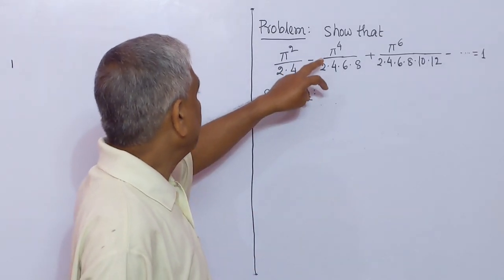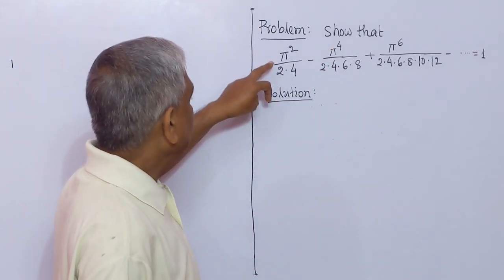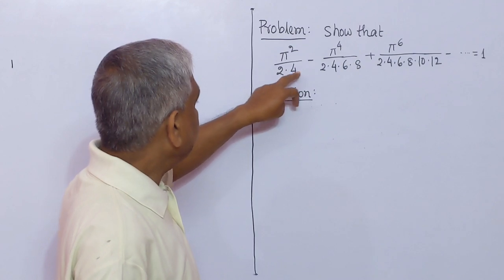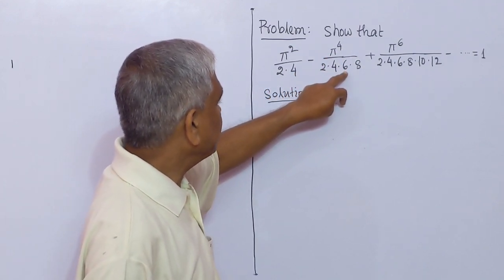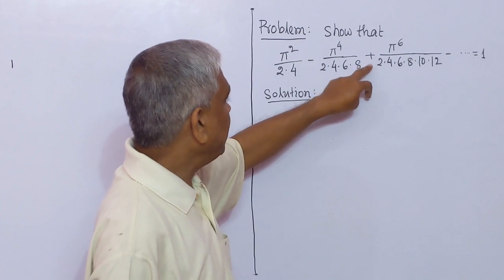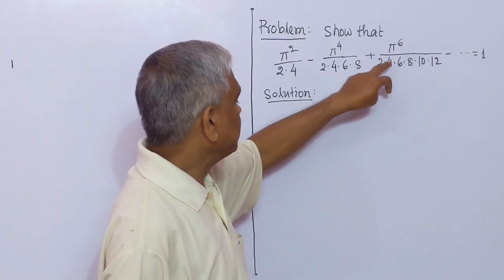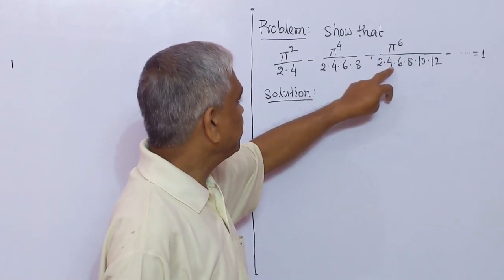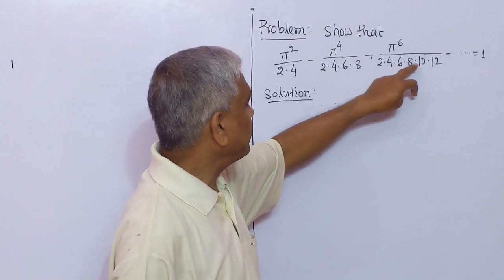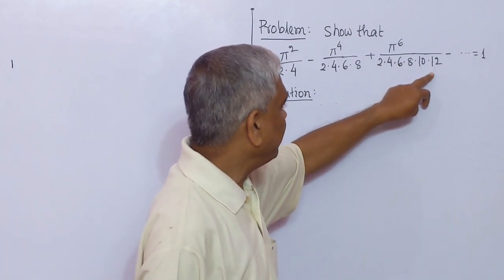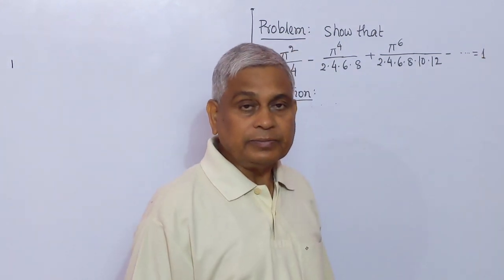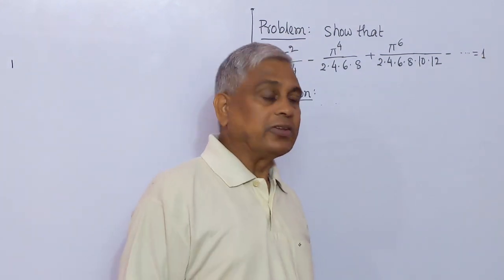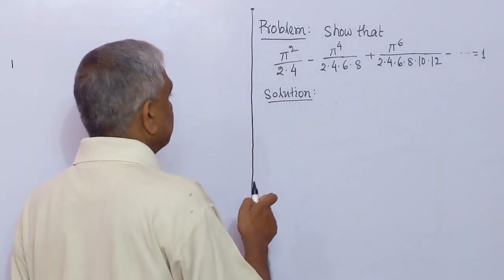The problem is to show that pi square by 2 multiplied by 4, minus pi to the power 4 by 2 multiply 4 multiply 6 multiply 8, plus pi to the power 6 by 2 multiply 4 multiply 6 multiply 8 multiply 10 multiply 12, minus dot dot dot, equals 1. Now we prove this. Solution.